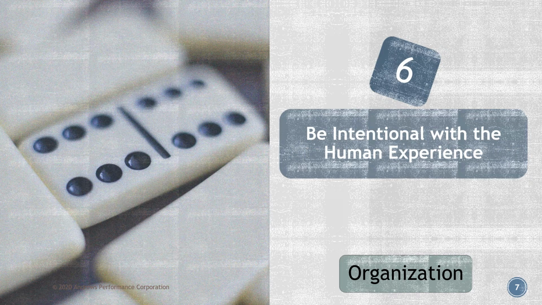Number six, this is the human side of performance at the organizational level, and it's all about being intentional with the human experience. Some will call this the culture of an organization, which to me, culture equals what are people actually experiencing when they come into contact with our organization. So it's not only what the employee's experience is, but vendors or anyone walking into the organization.